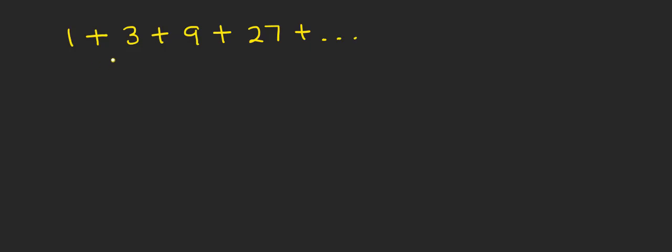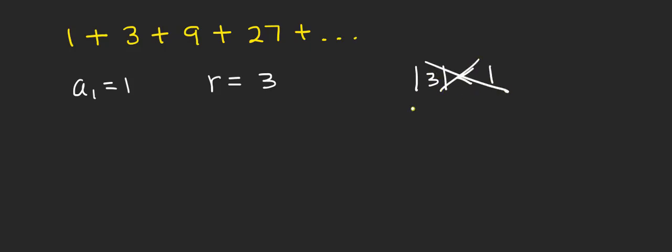What about this geometric series? We know that the first term is 1. What about the common ratio? What is r? r is going to be 3. And unfortunately, the absolute value of 3 is not less than 1. So therefore, this infinite geometric series will not have a sum. This means that as you add more terms, the sum will go to infinity.